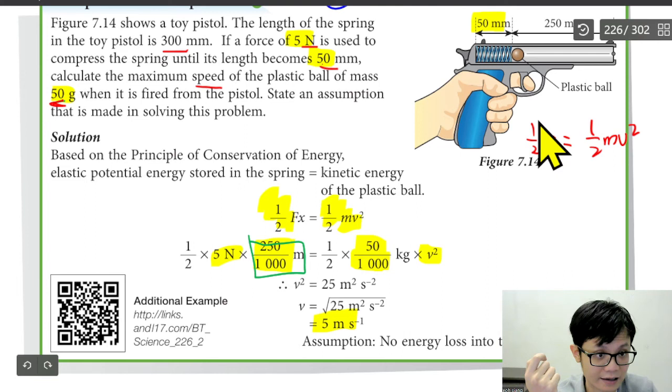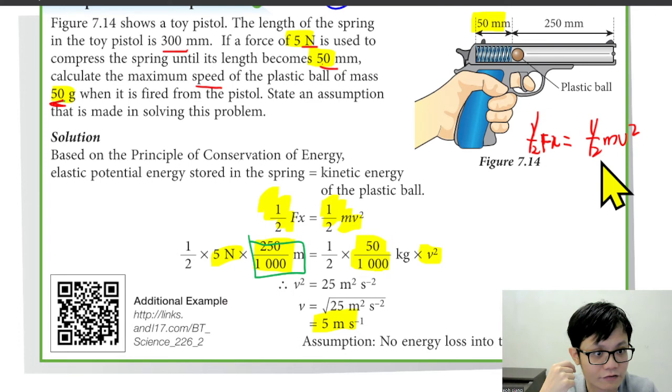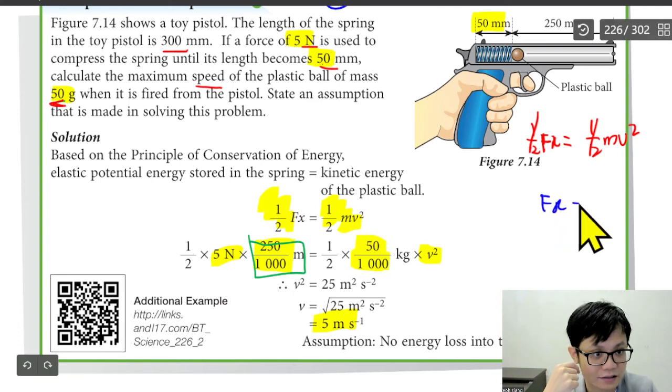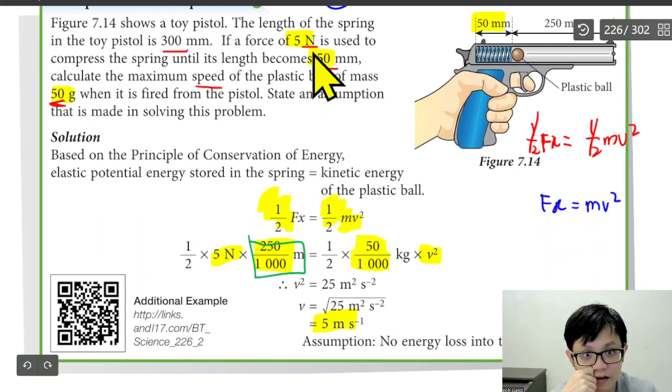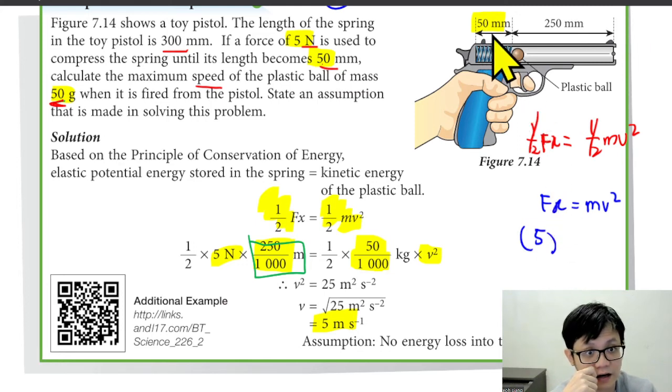Okay, so to do it faster, I cut the half, same as algebra, you cut the half. So Fx equals mv to the power of 2. F is 5 Newton. X is 50 mm, 5 cm. 5 cm change to meter, 0.05. Correct or not?